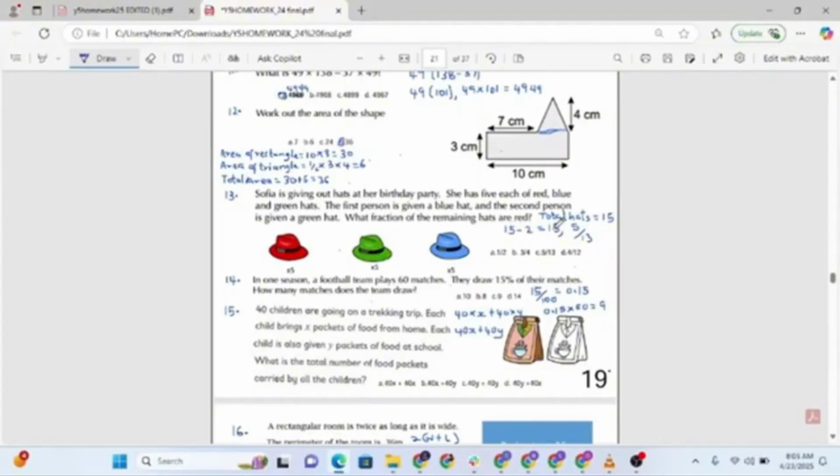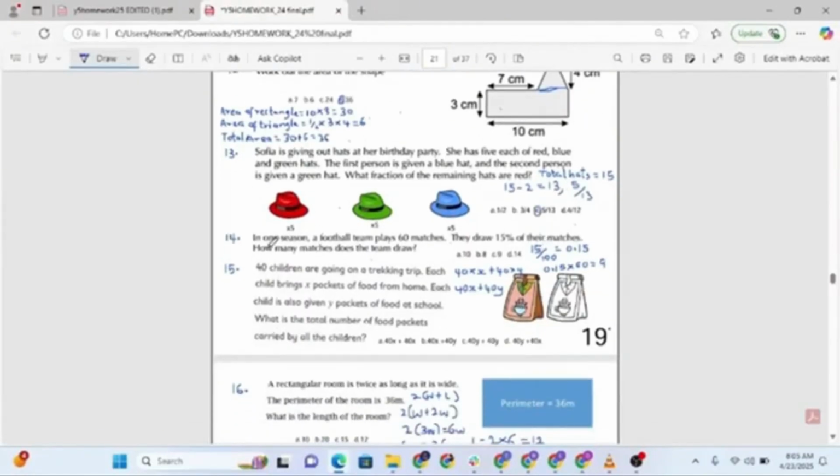To determine the fraction of the remaining hats that are red, take the number of red hats and divide by the total number of remaining hats. That is 5 divided by 13. The correct answer is option C, 5/13. Question 14. In one season, a football team plays 60 matches. They draw 15% of their matches. How many matches does the team draw?